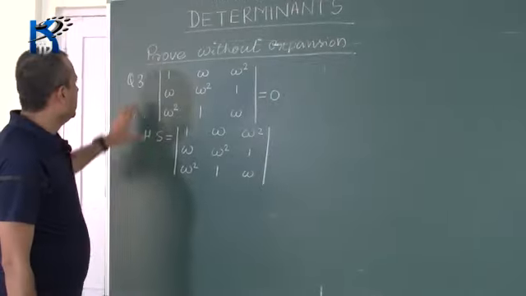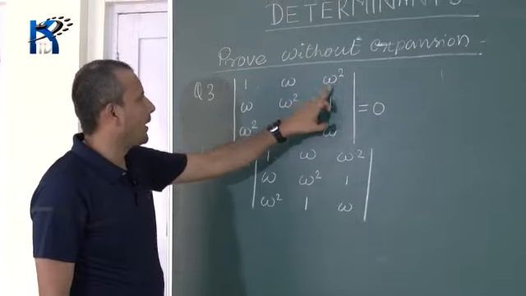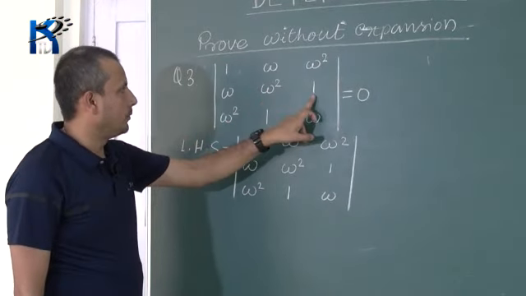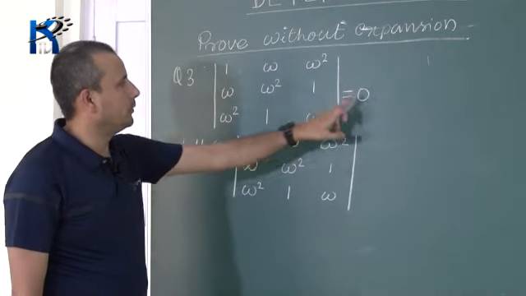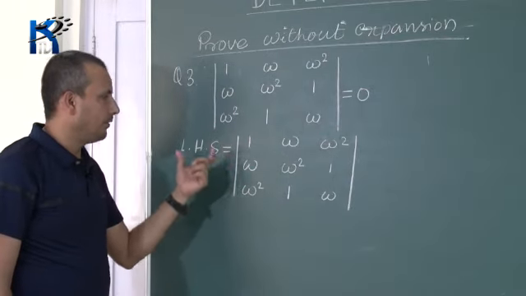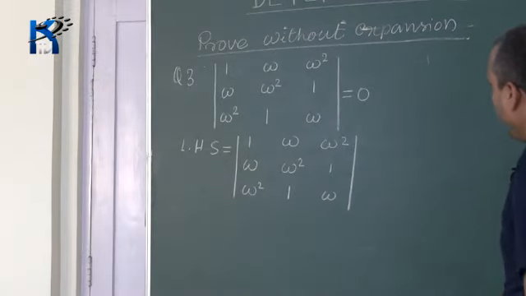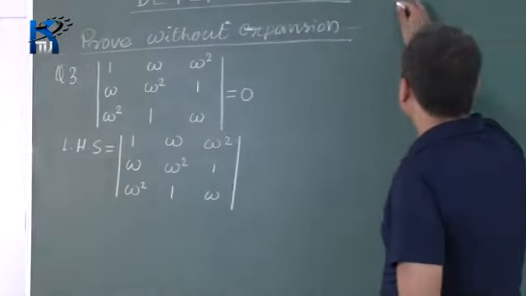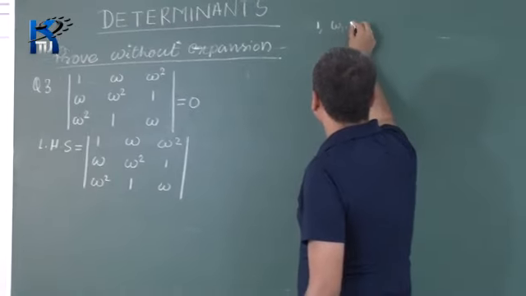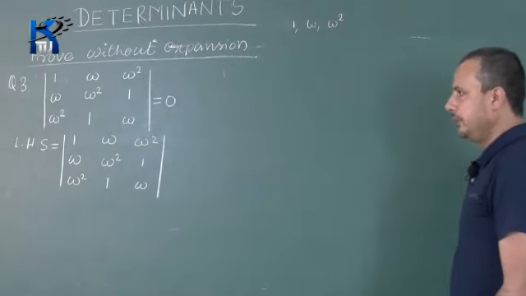Now another question. This question is a little bit different. This is 1 omega omega square, 1 omega square 1 omega, equals to 0. The elements of the determinant are in complex number form. You might have done these things in class 11, complex numbers. Now 1, omega, omega square are called the cube roots of unity.